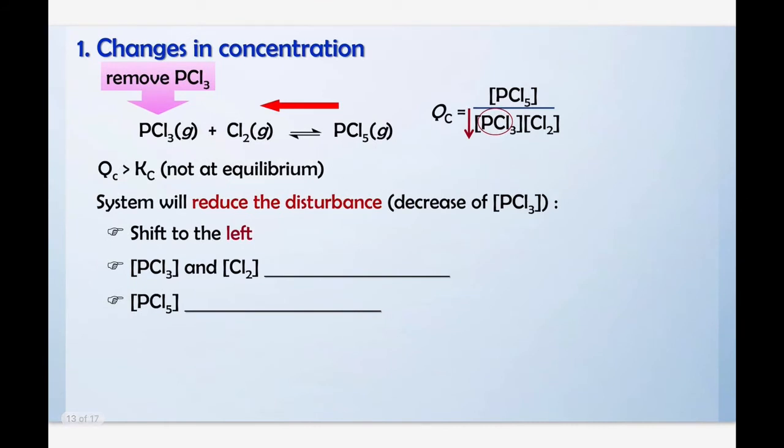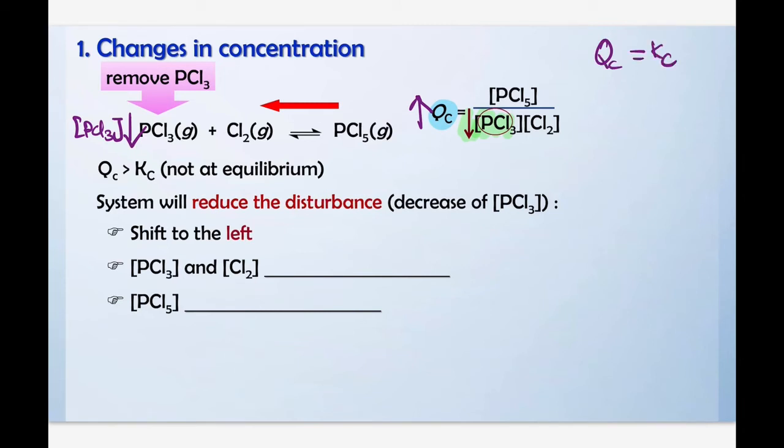So mari kita tengok another example of changes in concentration. So mula-mula at equilibrium dia Q sama dengan K, and then we remove the PCl3, meaning to say dia punya concentration of PCl3 will decrease. So bila concentration of PCl3 decrease, what will happen to the Qc? So Qc will increase. So bila value Qc increase, meaning to say Qc is larger than Kc.